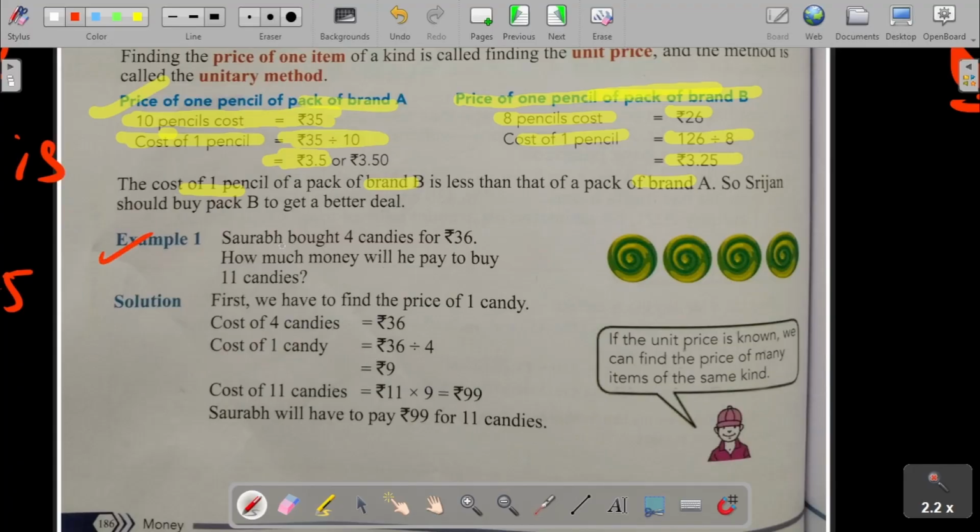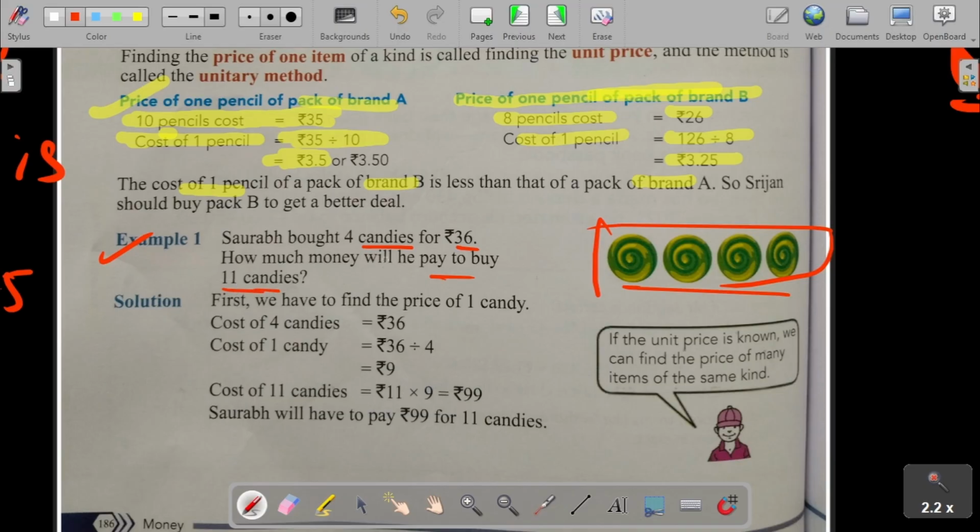See, here Shubro bought 4 candies for 36 rupees. And how much money will he pay to buy 11 candies? Okay, শুভ্র কি করেছে? চারটা ক্যান্ডি কিনেছে 36 দিয়ে। Now the question is, how much money will he pay to buy 11 candies? তাহলে সে কত টাকা পে করবে 11টা ক্যান্ডি কেনার জন্য?